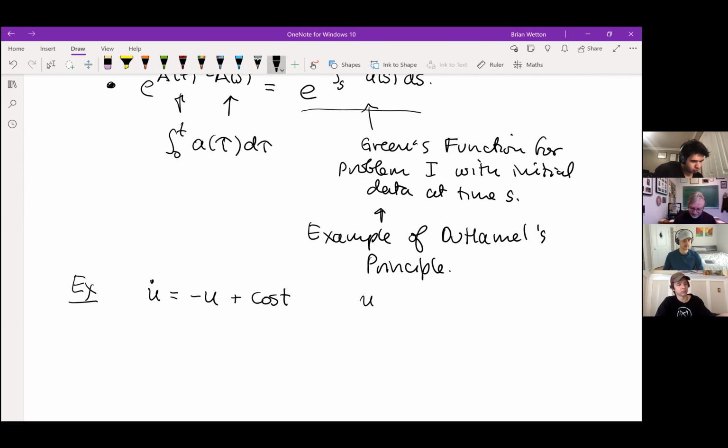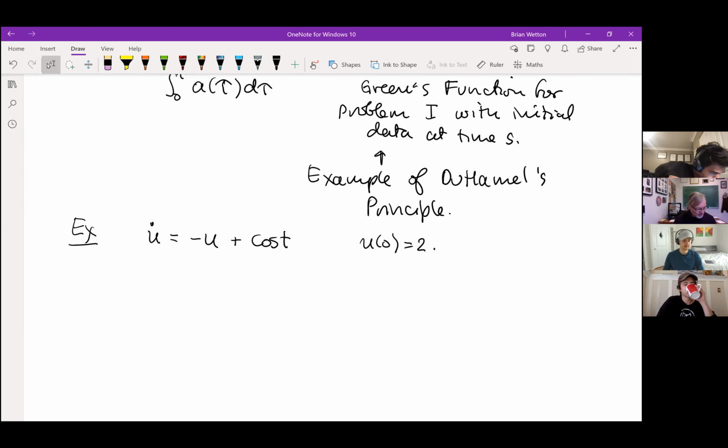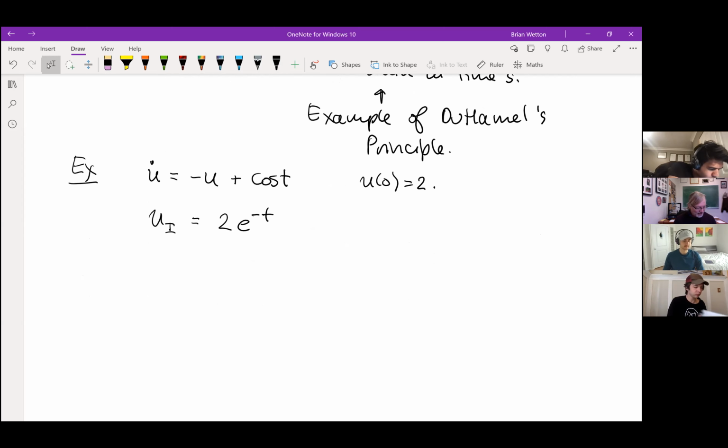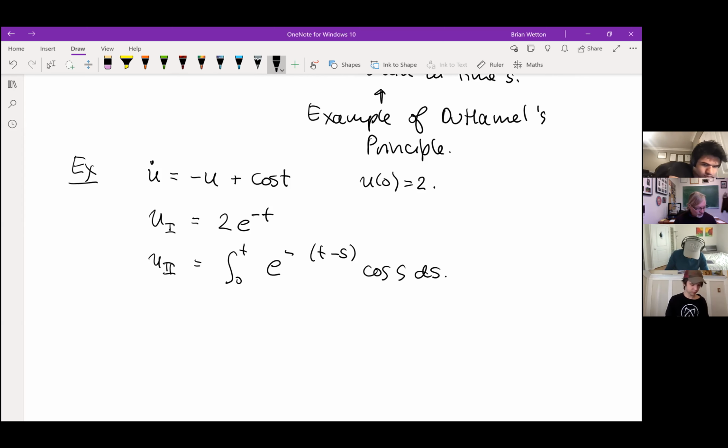So I'm going to give initial conditions. I've got an F and initial conditions. The first initial value thing is pretty easy. It's just this, right? You can see that, and the second one would then be the integral from 0 to t. And now I'm going to have this thing, cosine s ds. This is this integral.